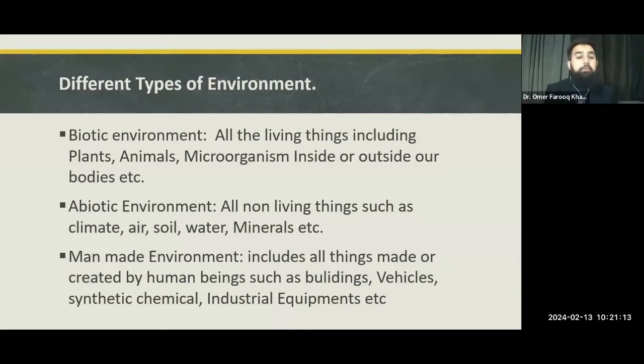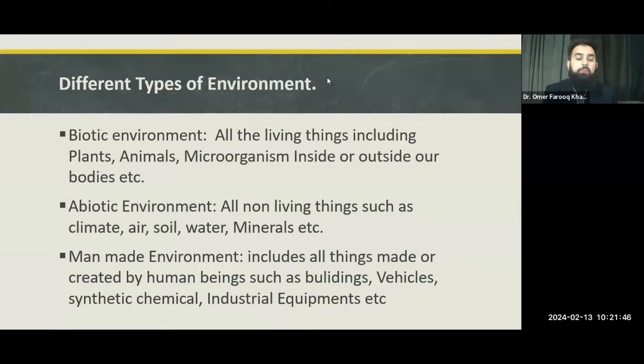Similarly, what is abiotic environment? All the non-living things such as climate, air, soil, water, minerals, etc. All the non-living things which are part of our environment, and which also impact our life and our health, are part of the abiotic environment. So all the non-living things such as climate, air, soil, water, minerals, etc., form the abiotic environment. Then there is man-made environment.